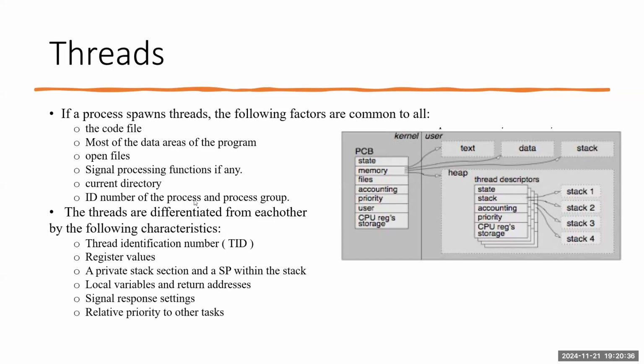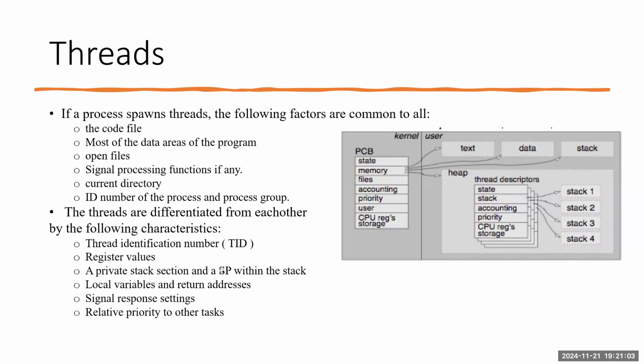The ID number of the process and the process group are obviously the same. There's only one process; there are no multiples. The thread ID will be different. There's a thing called a TID, as opposed to a PID, which is a thread ID number, and that's how we differentiate threads. Register values are also different because they're running different programs, different functions, so they're going to have different register values. If they had the same register values, they would confuse each other.